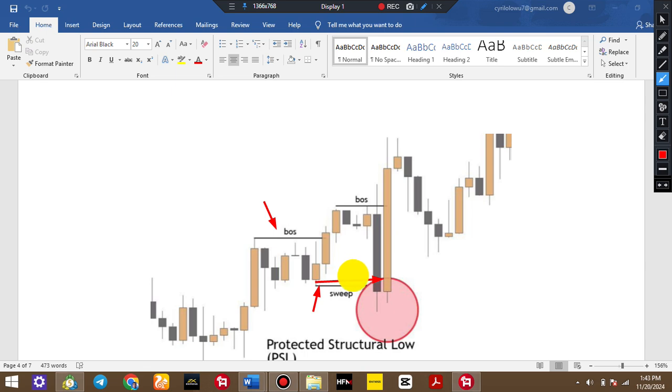So you really have to pay attention to your areas of break of structure very well so that you don't end up using a shift of liquidity to be break of structure.